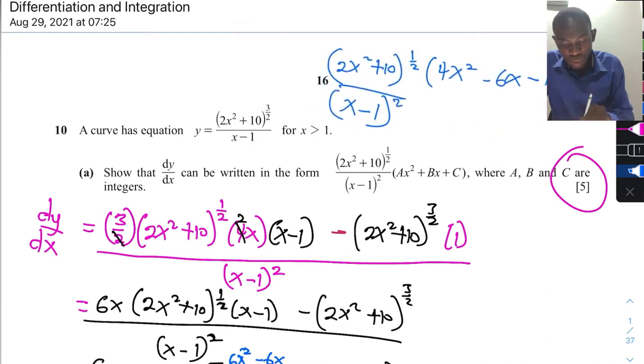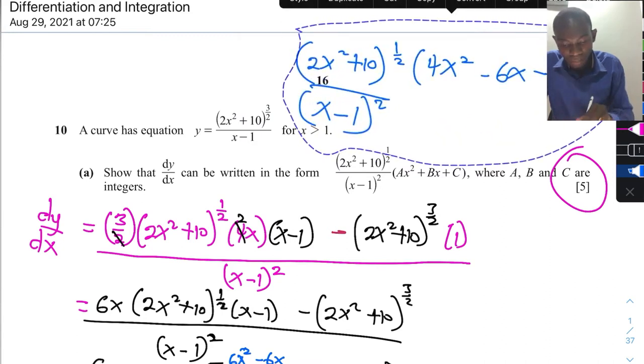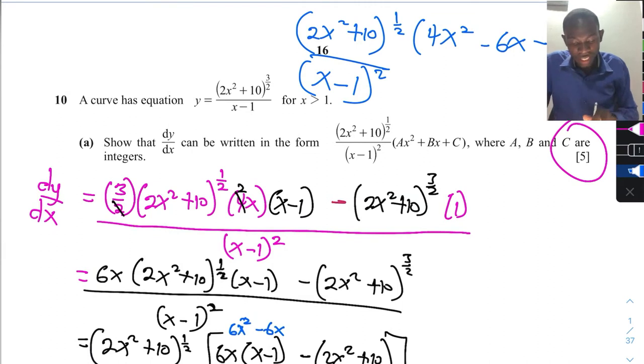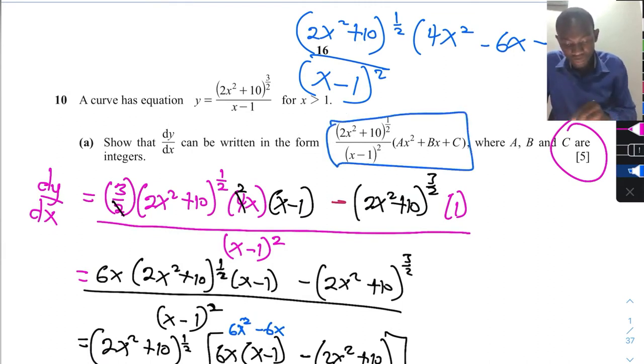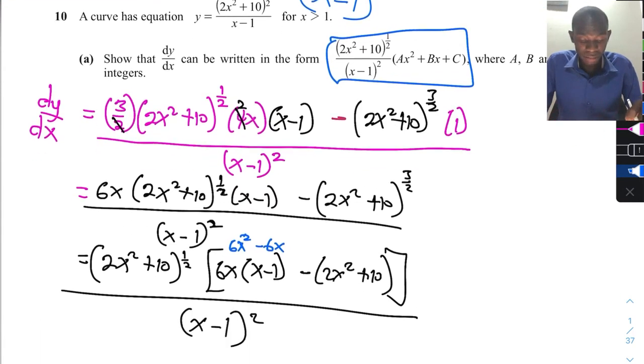Now if you check what we have written, that is exactly what they wanted us to get over here. We have everything, half is there, some A, B, C things are here, we have the denominator there. I mean, we've answered the question for our 5 marks. Nothing difficult, okay? Simple as that.